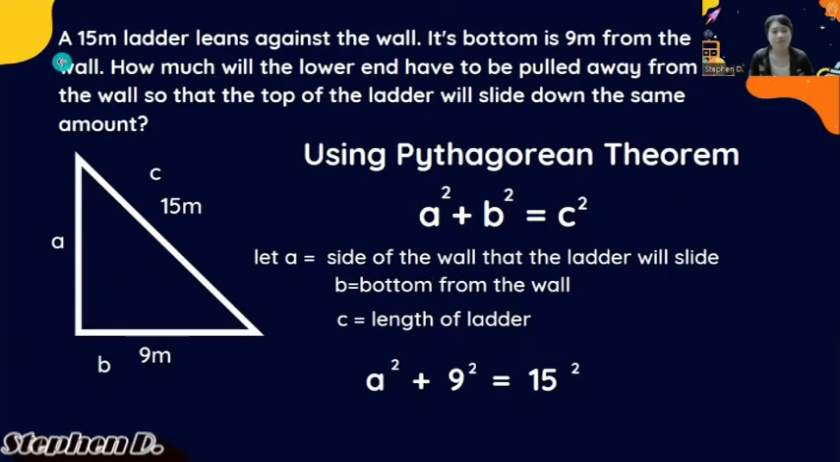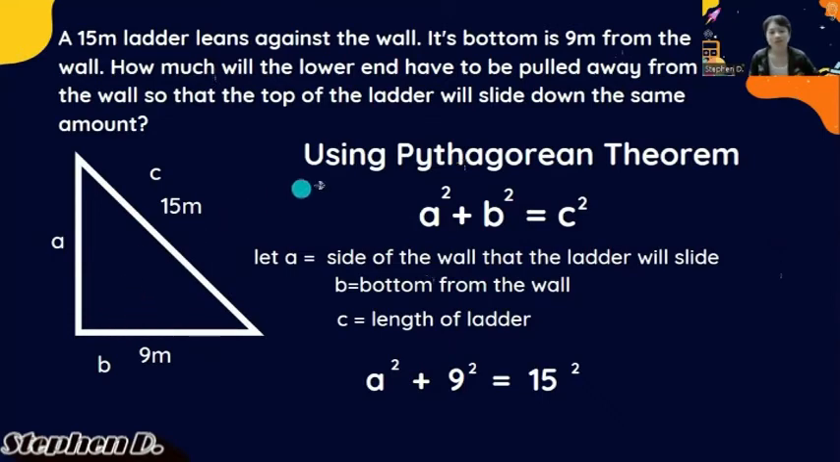Here's another problem. A 15-meter ladder leans against the wall. Its bottom is 9 meters from the wall. How much will the lower end have to be pulled away from the wall so that the top of the ladder will slide down the same amount? So, first we can draw our wall, and then we draw our floor. And then we draw our ladder leaning. What did we form? We form a right triangle.